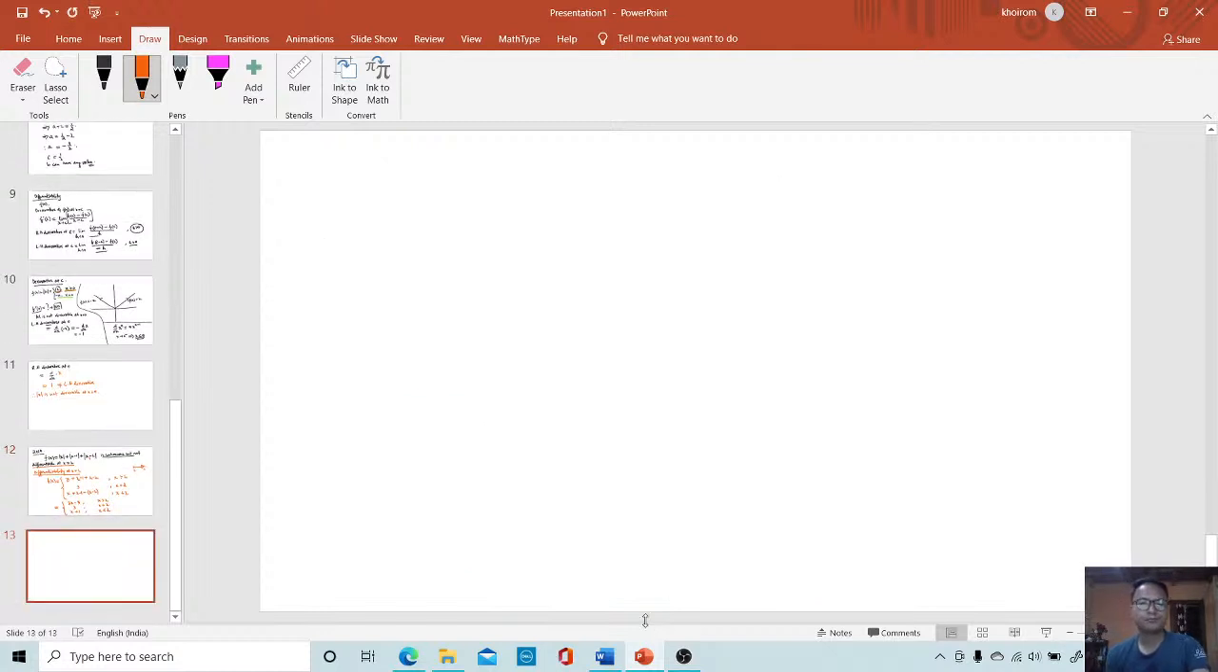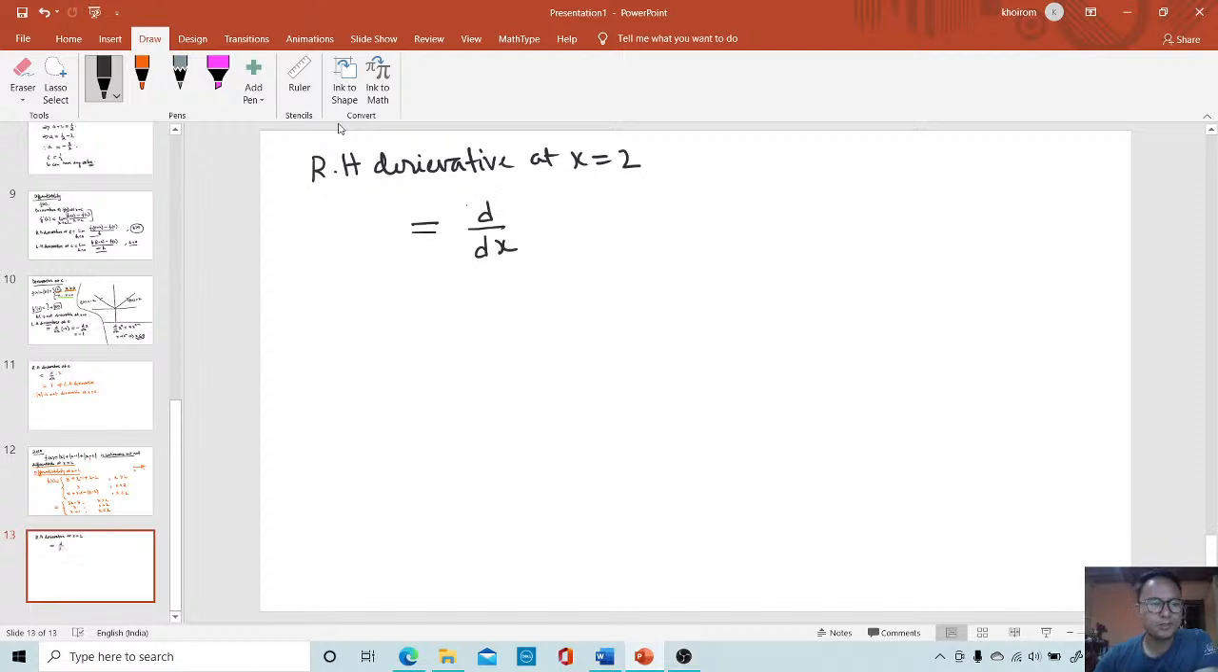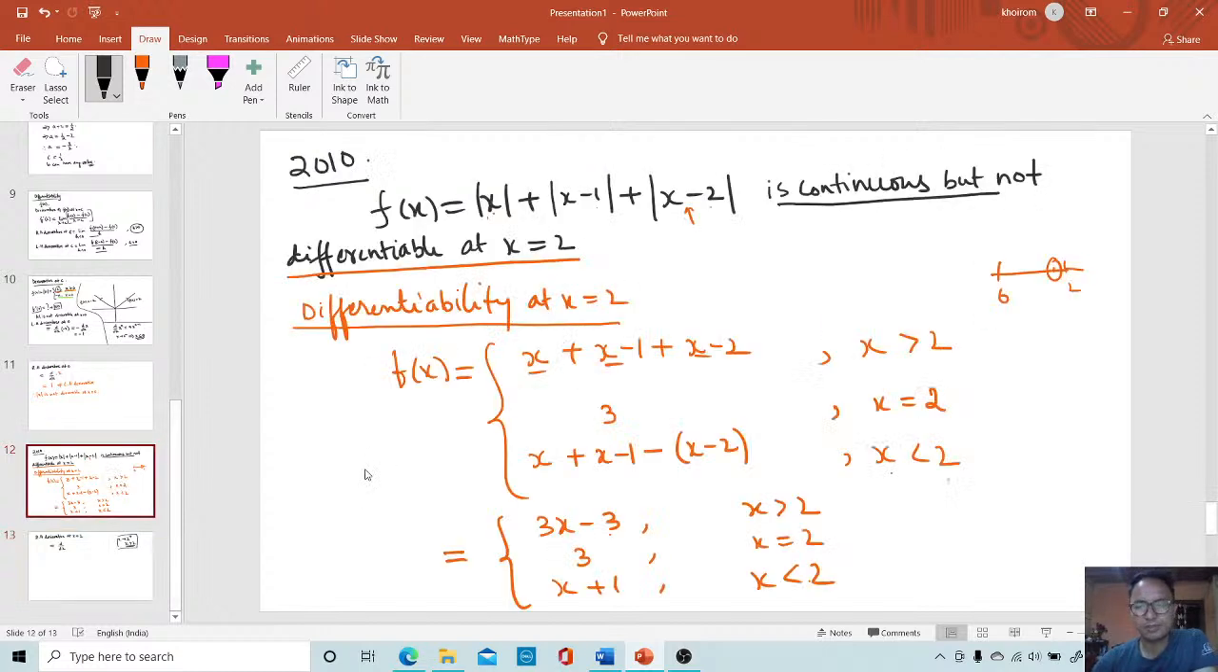Okay, now here if you want to find the left hand derivative and right hand derivative at x equal to 2, the right hand derivative means d y by dx as x tends to 2 plus, that is, x is greater than 2, so we take the function for x greater than 2.